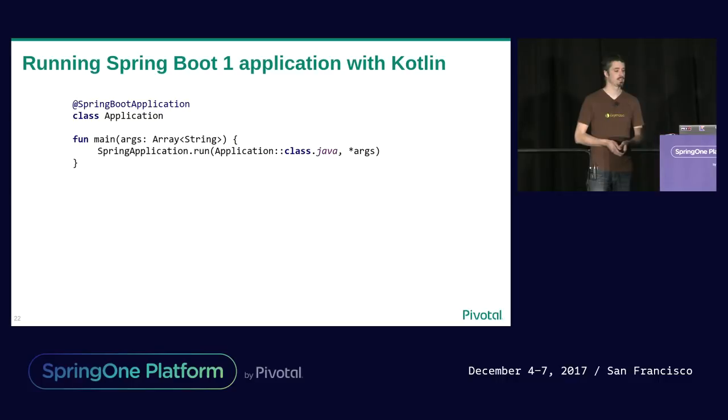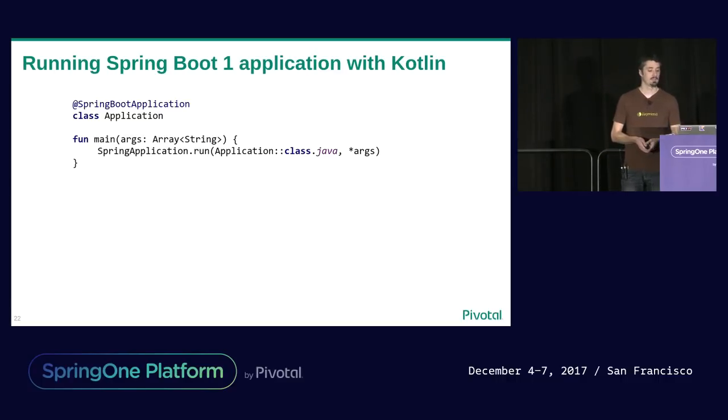In step 1, we were running a Spring Boot application with Kotlin with this kind of code that is automatically generated by start.spring.io. So we have a main method, and we run SpringApplication.run specifying the class. Since we are in the Kotlin world, I'm using Application::class.java to get the Java class, because Application::class returns a KClass, which is a Kotlin class. So it's okay, but it's not super idiomatic.